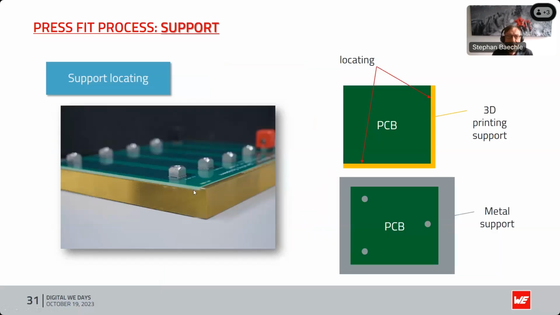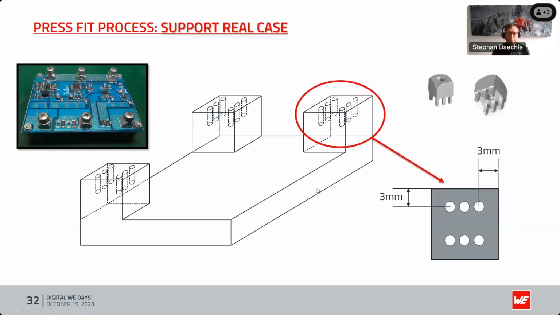So I've got another example for you. It's also important to fix the PCB on the support locating so that it cannot move during the press fit process. This is, for example, possible with a small frame like that here, or with some needles where you put the PCB on and also put the support on, and then you are sure that nothing can move during the press fit process.